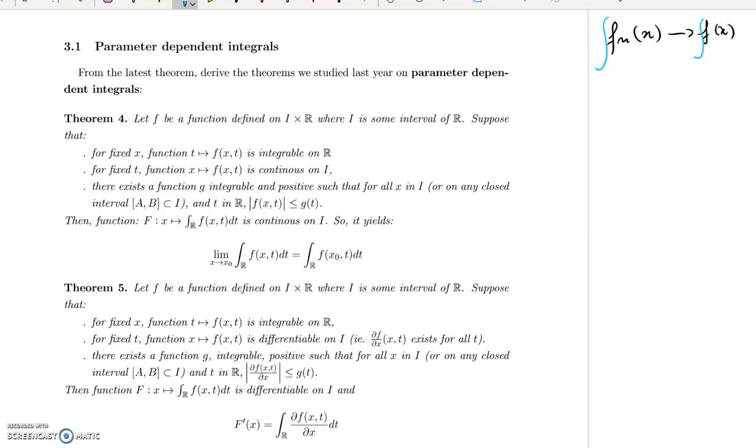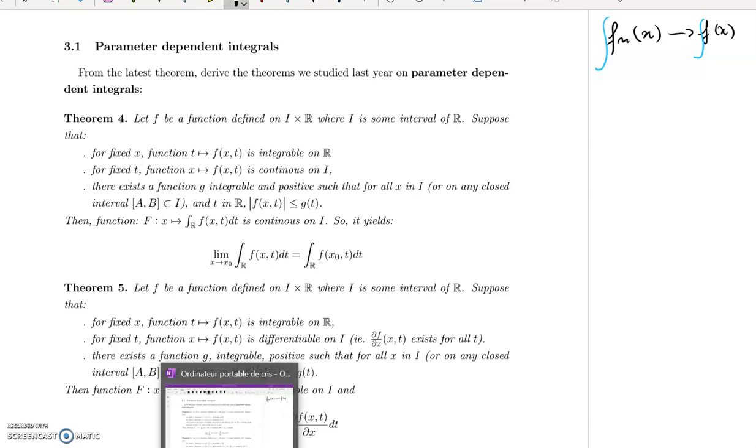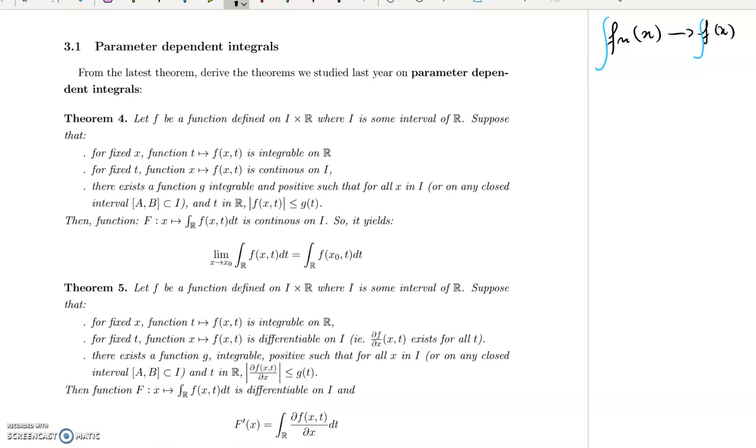Okay, so now we're going to do something completely related. Actually, we're going to use that result to extend it to something called parameter-dependent integrals. What do we mean here? We must have a function that depends on two variables first. So no more sequence. We're going to have one function that depends on two variables, x and t, and we will want to perform integration, but with respect to only one of the variables. So let's make it with respect to t.